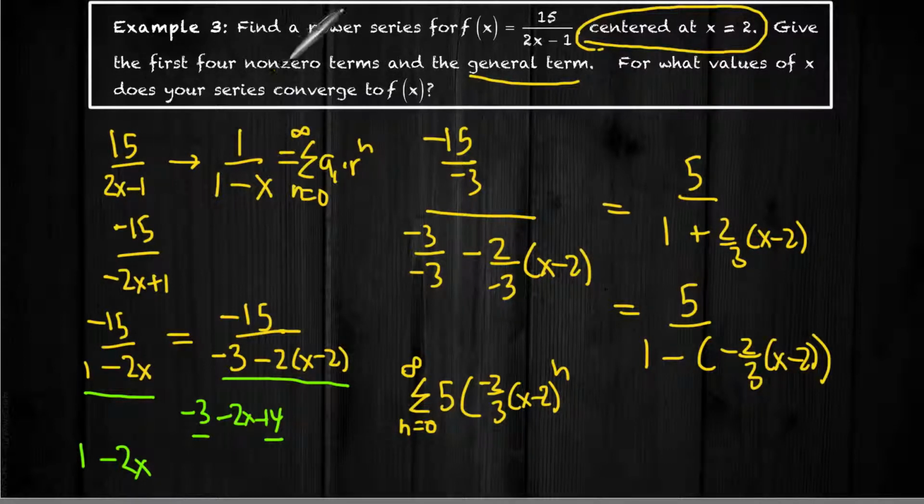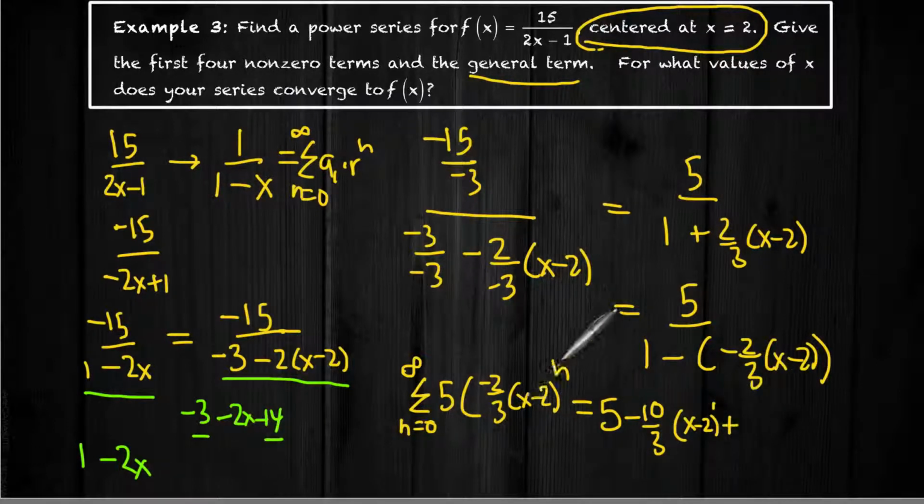Second thing they want is the first 4 non-zero terms. So all we need to do is plug in 0, 1, 2, and 3 into our general term to get the specific terms. So when n is 0, we already know the first term is 5. When n is 1, we have negative 2/3 to the first, which is still negative 2/3, times the 5 out front, which is going to be negative 10/3. And then we take the x minus 2 and raise it to the first power.